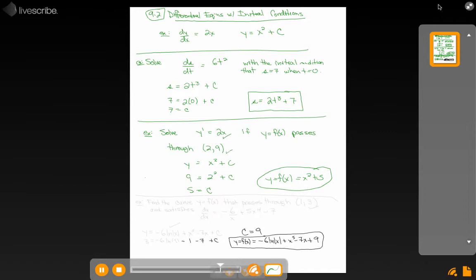It satisfies the two conditions of the question, that its derivative is 2x, and that it passes through the point (2, 9). So this one says find the curve y equals f of x that passes through (1, 3) and satisfies this differential equation dy/dx equals negative 6 over x plus 5x to the 4 minus 7.